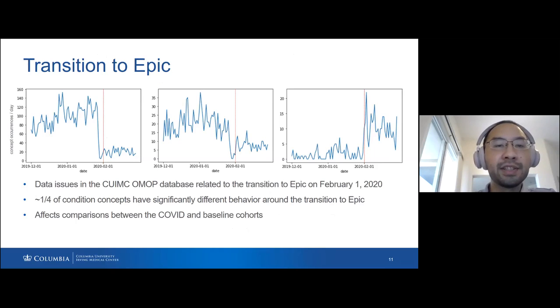So to do a quick analysis of how the transition to EPIC may have affected our data for the COVID data sets, we looked at a small time window from December to the end of February, and we looked at the daily occurrence rates of individual condition concepts in this time frame, and looked for differences between prior to the switch to EPIC and after the switch to EPIC. And we did see that approximately a fourth of the conditions that we evaluated had significantly different behavior related to the transition to EPIC. So this could affect our comparisons between the COVID cohorts and the baseline cohorts.